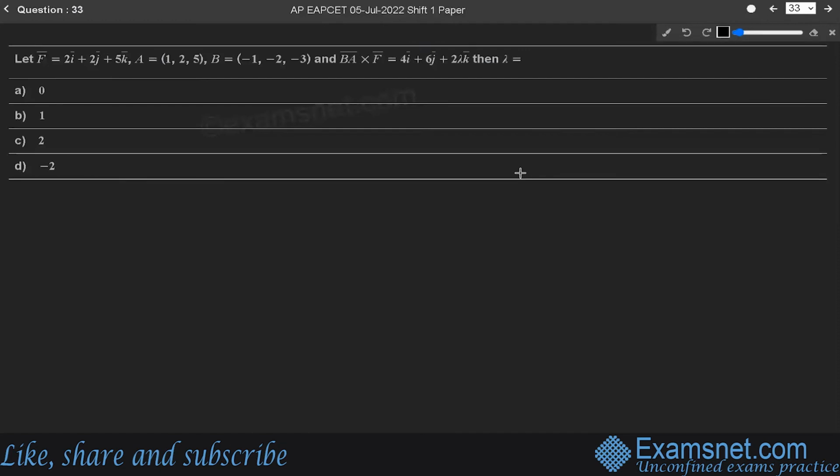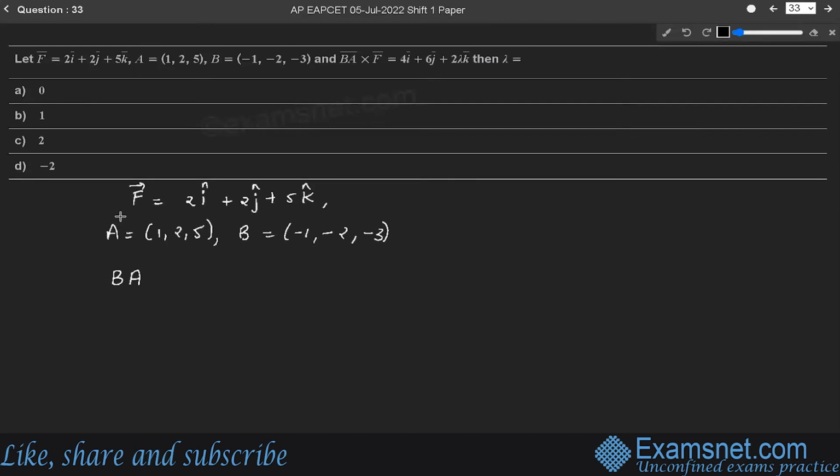Next question is a question that comes from vectors. It is a very, very important question. This kind of question always comes in the exam. The question is, let F vector be equal to 2i cap plus 2j cap plus 5k cap, and the points are given, which are A equal to (1, 2, 5) and B equal to (-1, -2, -3). We have to calculate BA vector cross F vector.